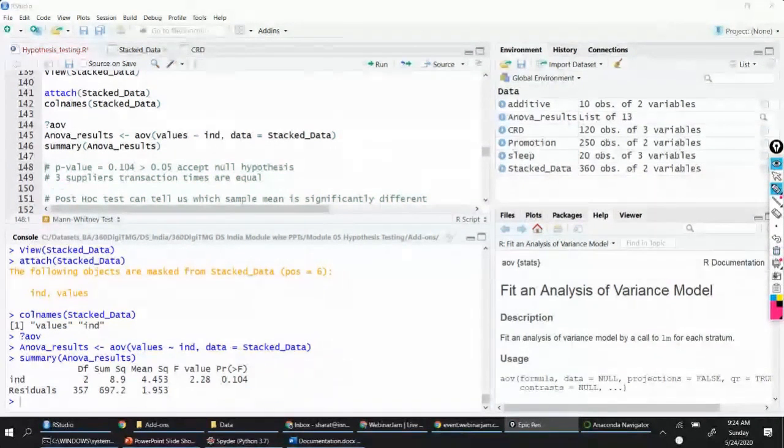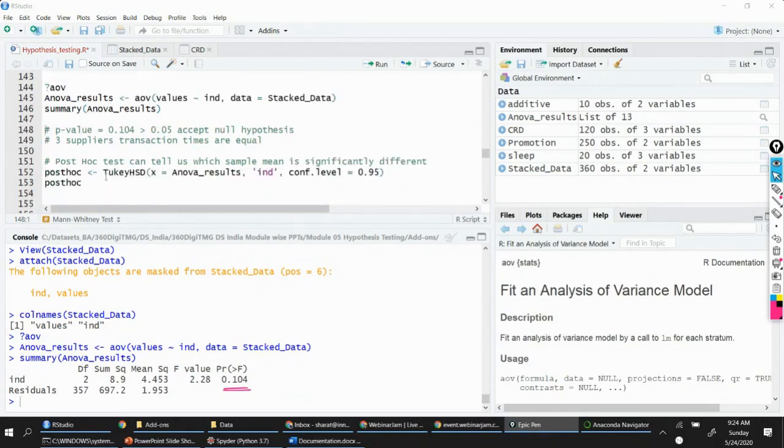Now you might get a question: what if they are not equal? If you get cases where the p-value is less than 0.05, that means at least 1 sample is not equal, then we do post-hoc tests. The post-hoc test will help us identify which sample mean is significantly different. In order to apply that, we do the Tukey test. Again, do a question mark of the Tukey test to understand what that test is.